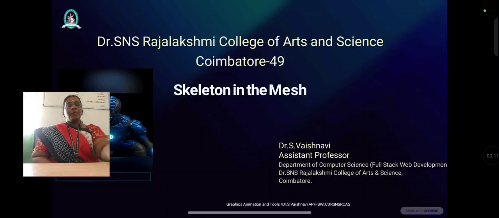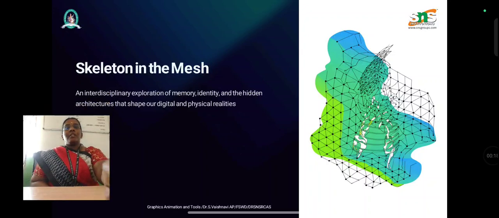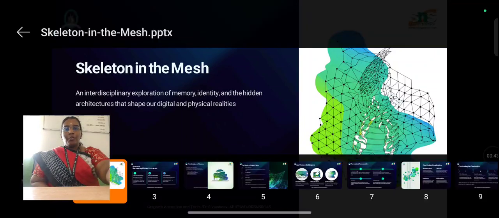Today we are going to see about skeleton and mesh in graphic animation tools. Skeleton and mesh is nothing but the multidisciplinary exploration of memory, identity, and also a hidden architecture that shapes our digital and physical realities. Where mesh is the 3D visible model made up of vertices, edges, and polygons. Example: a character or an animated robot. Skeleton is nothing but a hierarchy of bones.